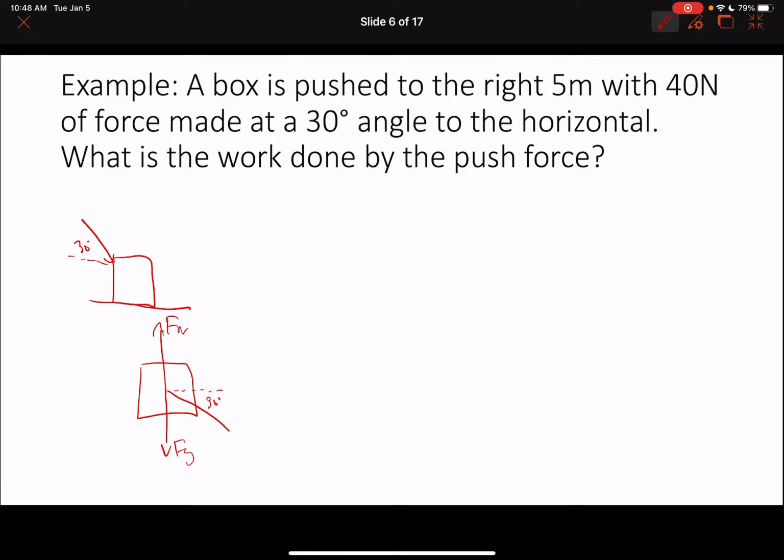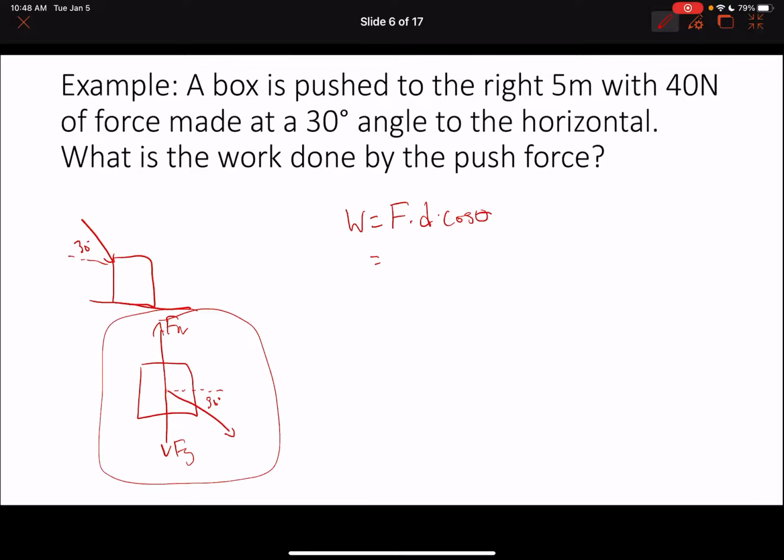Whenever we did free body diagrams initially, I would have told you that, hey, you need to split these components up. This time, we're not going to worry about splitting components up. We can leave our diagram as it is. We don't need a working diagram. If we want to find the work, all we need to do is do force times distance times cosine theta.